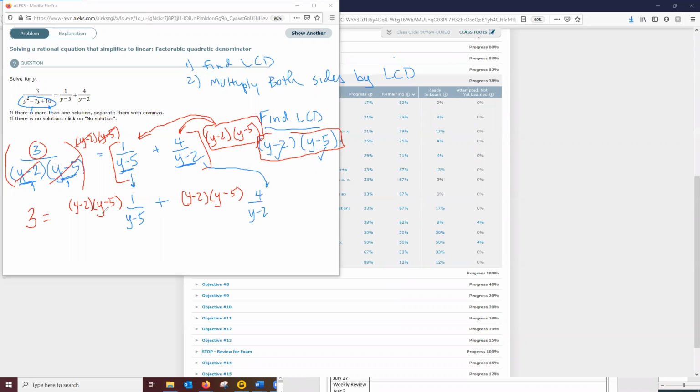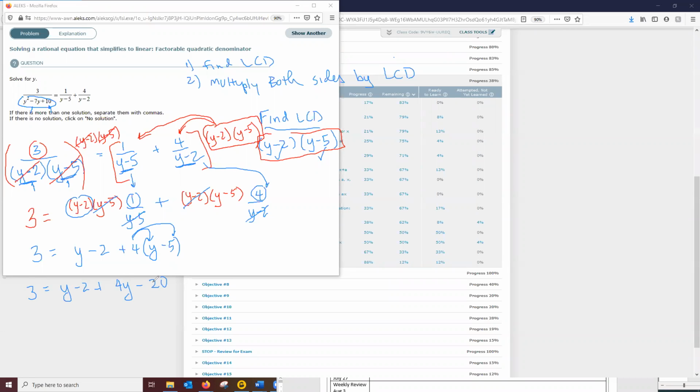All right, well, let's clean this up. I'm noticing this y minus 5 cancels out with that y minus 5. So that's just going to leave me a y minus 2 multiplying 1. So that's just y minus 2. Back here, this y minus 2 cancels out with that y minus 2. So I'm going to have a 4 times y minus 5 back here. Okay. All right, well, let me take this 4 multiplying the y and this 4 multiplying the 5. So it looks like I have 3 equals y minus 2 plus 4y minus 20.